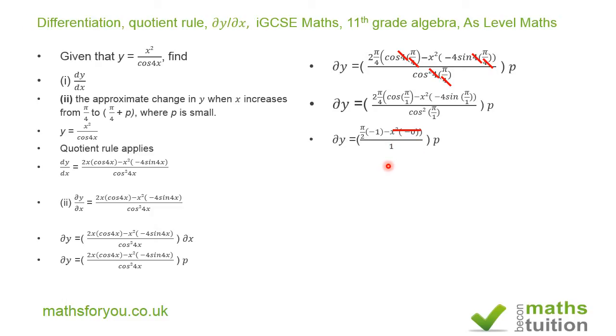So this bit here is 0. That cancels out. That goes. So we now have that delta y is equal to minus pi over 2 p. You can leave your answer at that if you wish, or you can divide pi over 2, and that gives you delta y is equal to minus 1.57p.